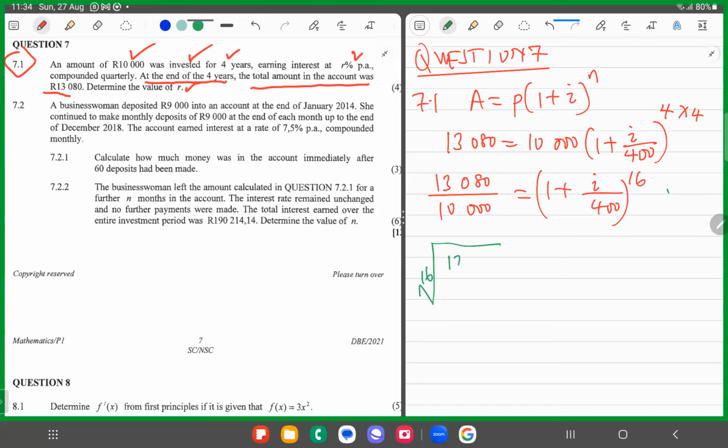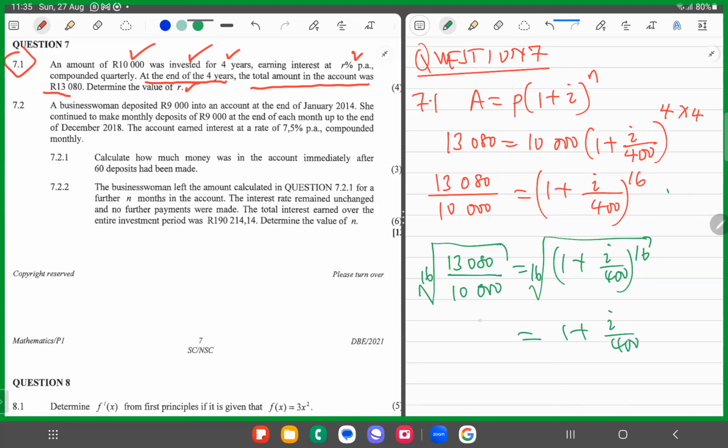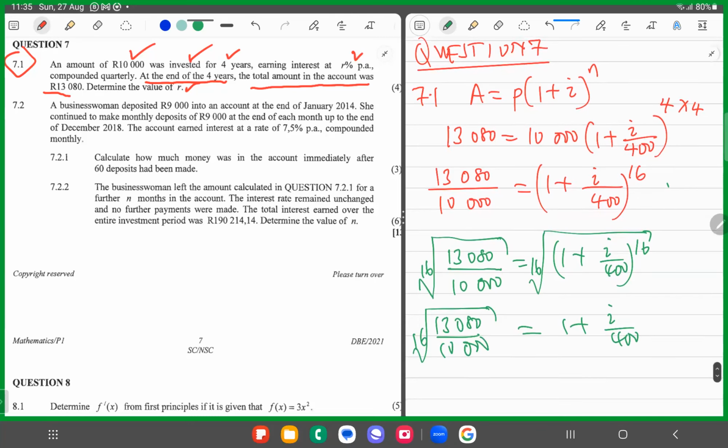The 16th root of 13,080 divided by 10,000. On the other side, 1 plus R over 400 raised to 16, so taking the 16th root, 1 plus R over 400 is actually equal to the 16th root of 13,080 divided by 10,000. You have these at the bottom. What is this?